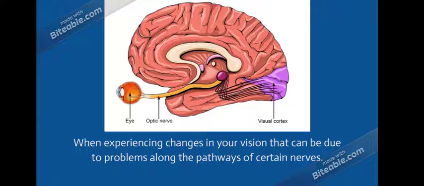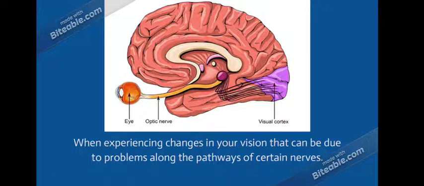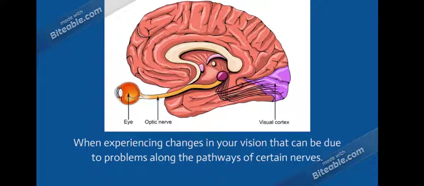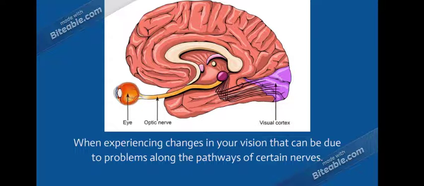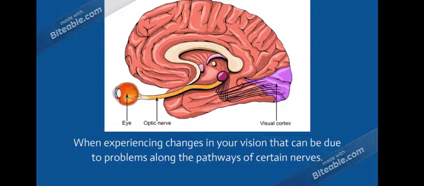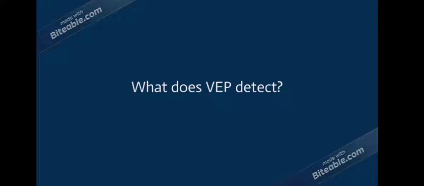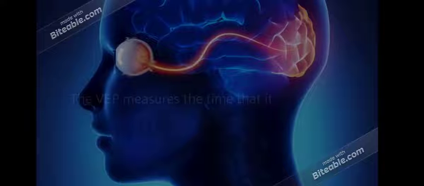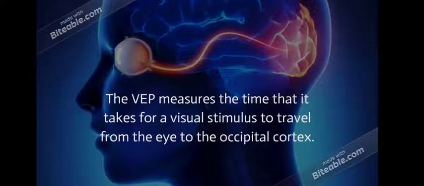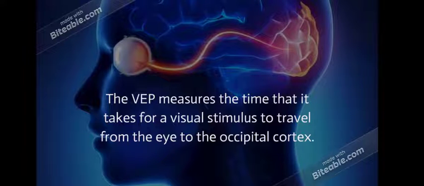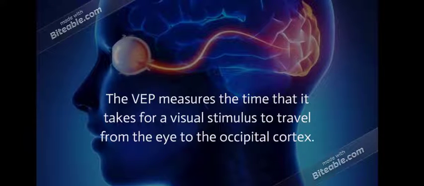A doctor may recommend that you go for this test when you are experiencing changes in your vision that can be due to problems along the pathways of certain nerves. It measures the time that it takes for a visual stimulus to travel from the eye to the occipital cortex.